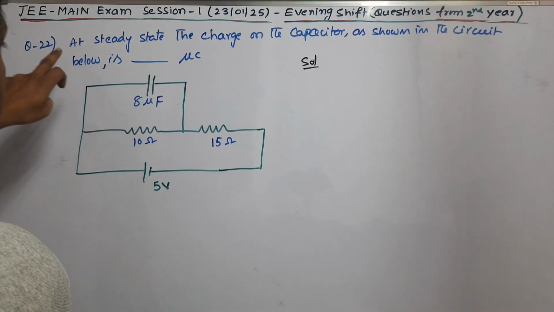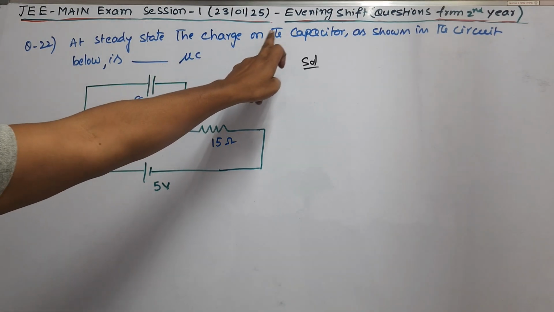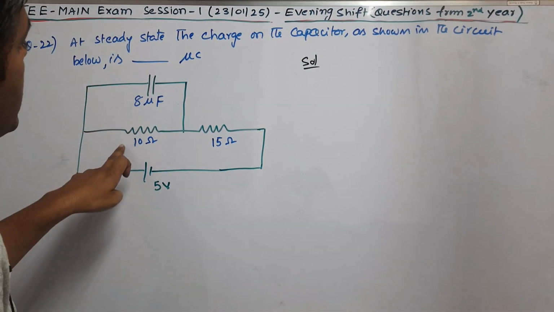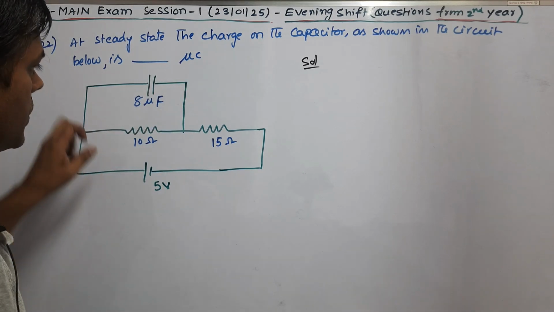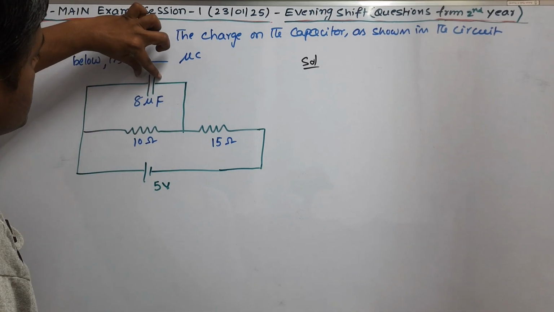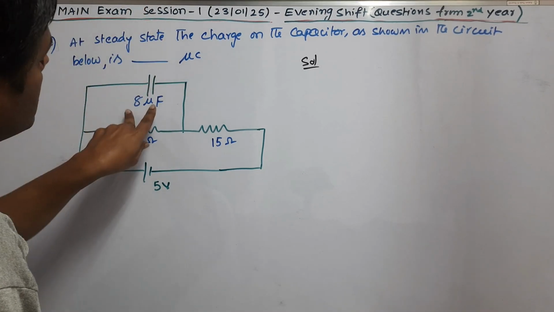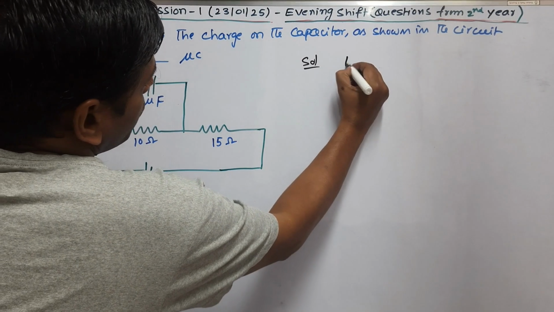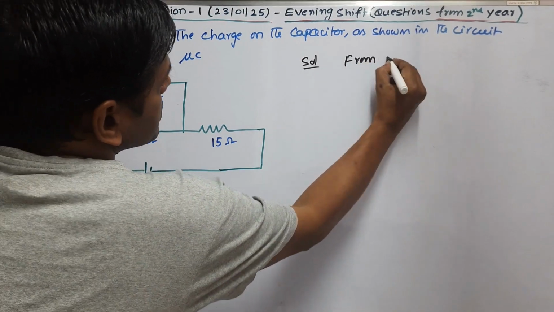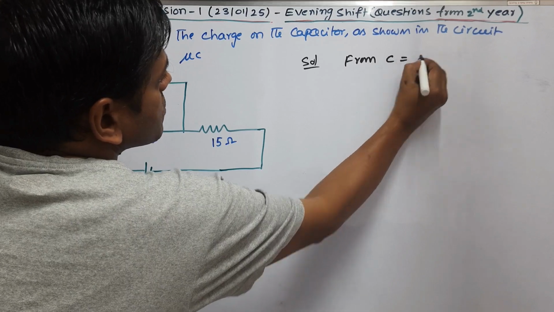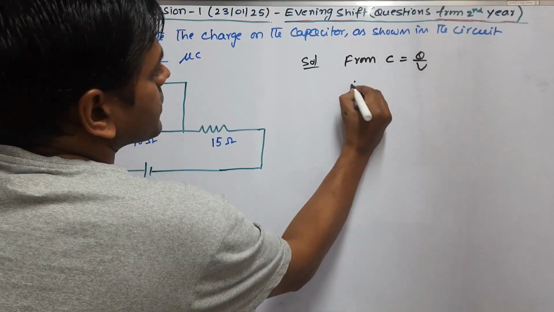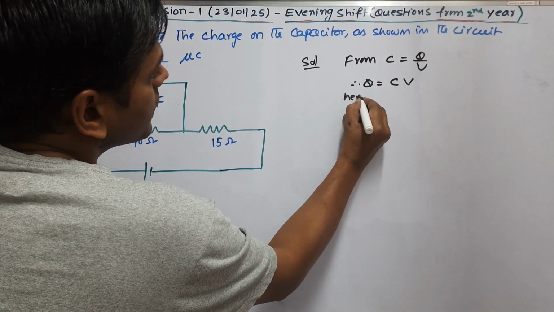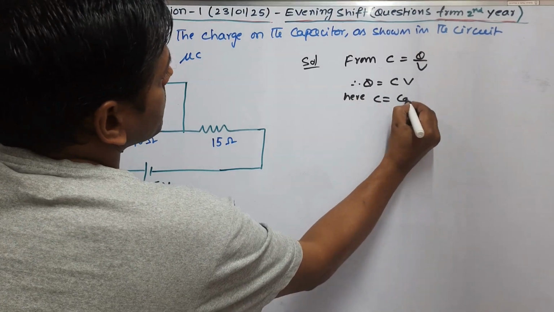And the 22nd question. At steady state, the charge on the capacitor as shown in the circuit below is dash microcoulomb. To see what is the charge across this 8 microfarad capacitor, from the definition of capacitor, C is equal to Q by V. Therefore, Q is equal to C into V.